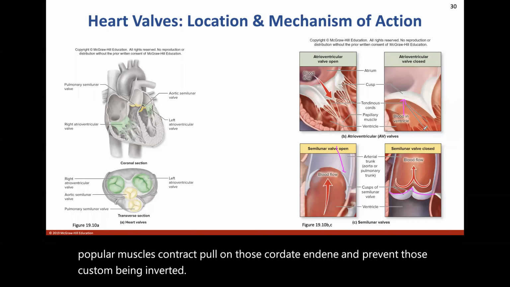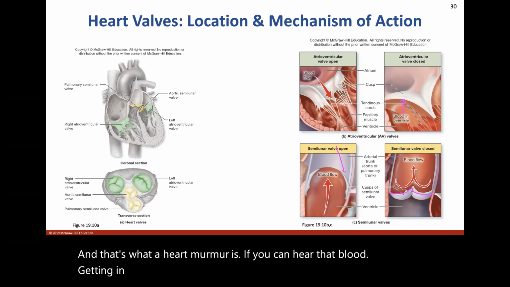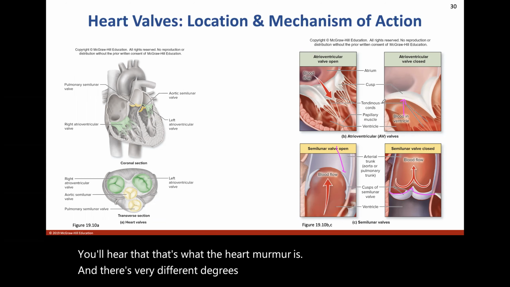And that's what a heart murmur is. If you can hear that blood getting in between these two valves, these AV valves here, you'll hear that. That's what the heart murmur is. And there's very different degrees. It's super complex, to be honest.